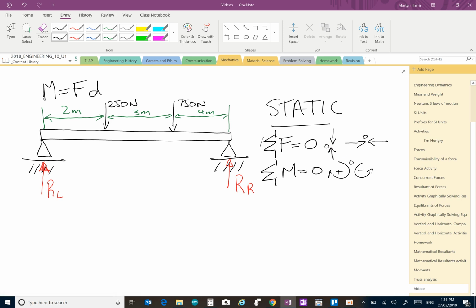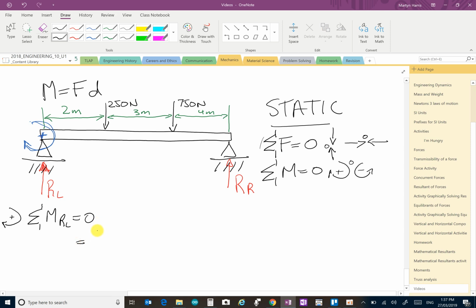Okay, so let's start the process. I'm going to take moments around RL, and I'm going to say anything acting in that direction is going to be a positive moment. So I just draw that on there, and I'm going to start by writing: sum of all the moments around RL equals 0. That's the first step. Then I can actually put in my moments. I'm going to put this in as well because it's a handy reminder: anything acting in that direction is positive, anything acting in the opposite direction is negative. So think of this as a beam and everything's rotating around that point.